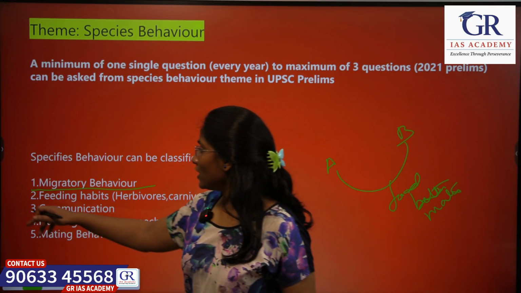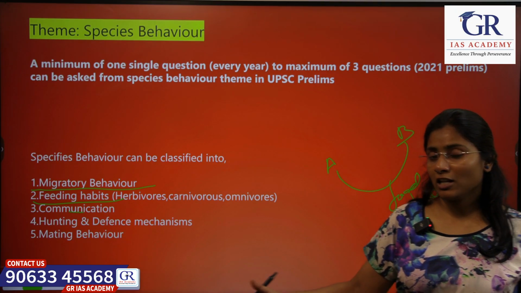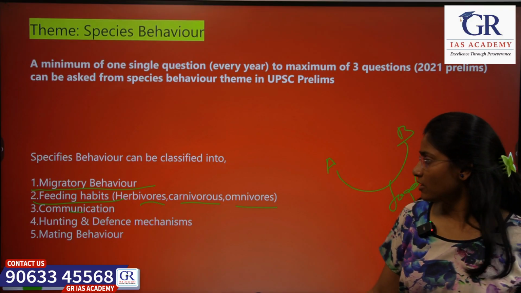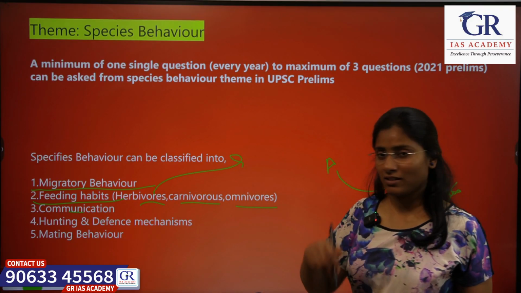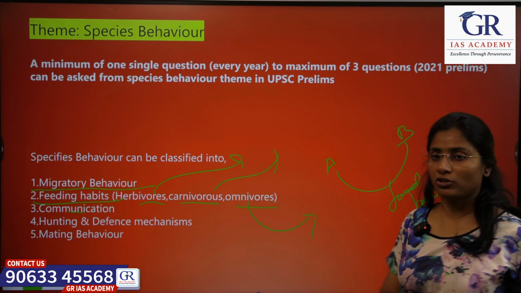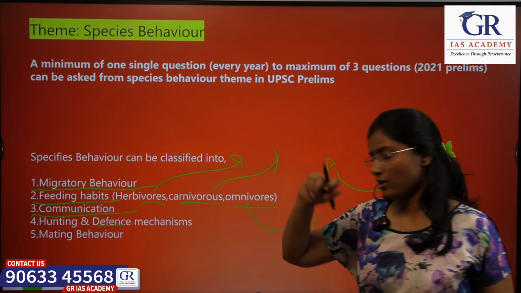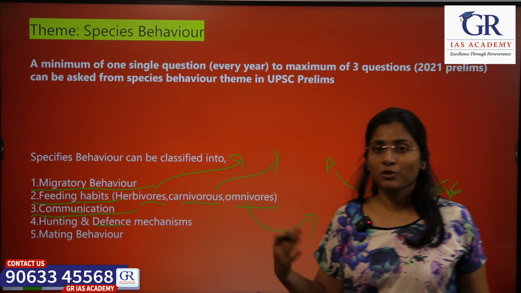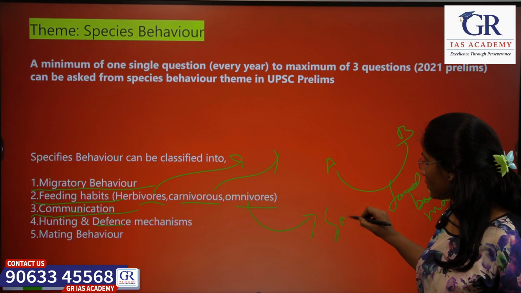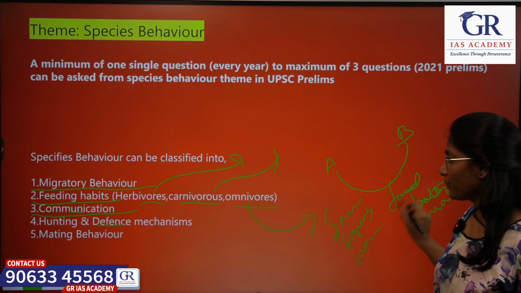And then comes the feeding habits. Based on the food they eat, they can be classified as herbivores, carnivores and omnivores. Herbivores feed on grass, carnivores feed on animals, omnivores feed both on grass and animals. Then communication. Animals communicate with other animals with the help of either sounds or signals or some movements.